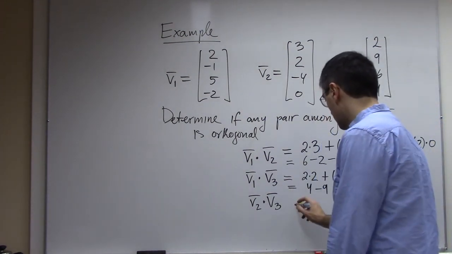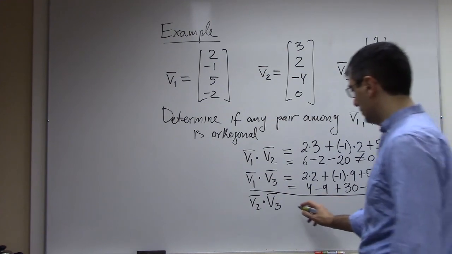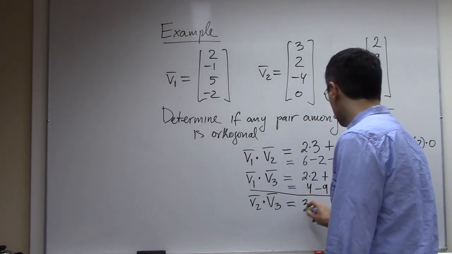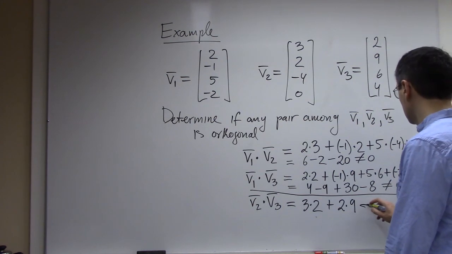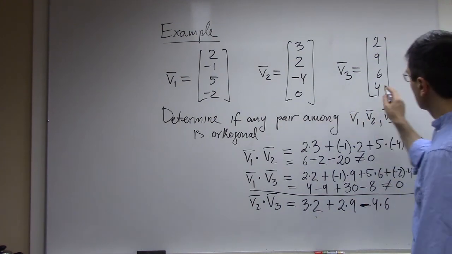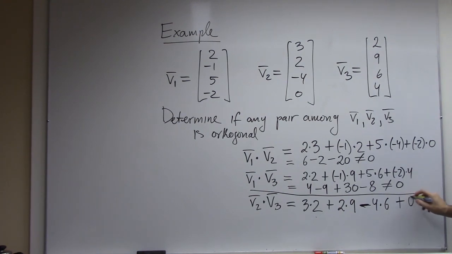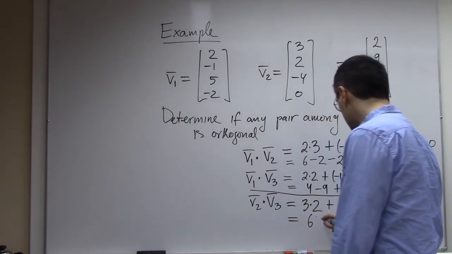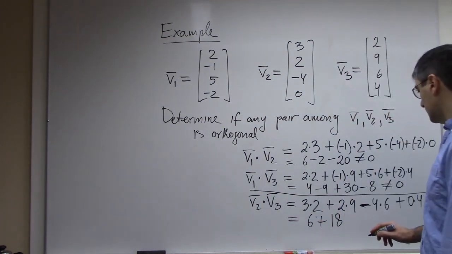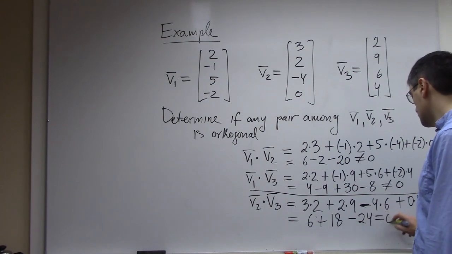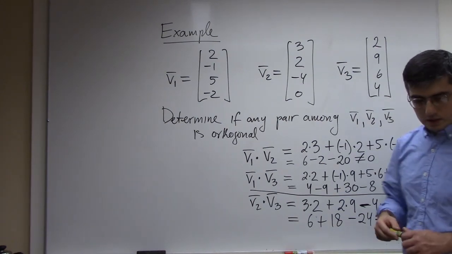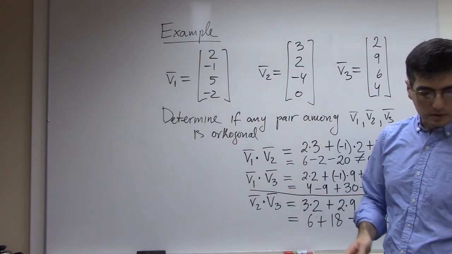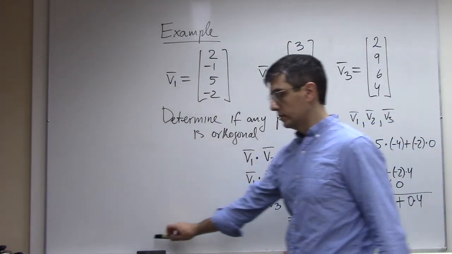And finally, we compute V2 dot V3. We get 3 times 2 plus 2 times 9, then minus 4 times 6, and then you have 0 times 4. Let me write it just to be precise. And then I have 6 plus 18, and then minus 24. And this is 0. So V2 is orthogonal to V3, and the other two pairs are not orthogonal. That's the conclusion. All right, so this is all for this section.